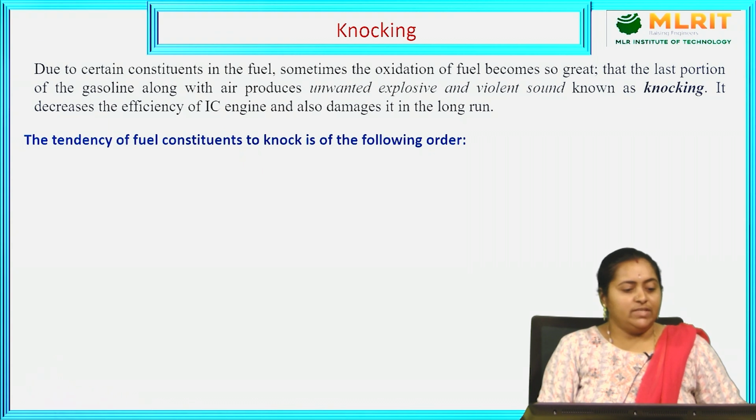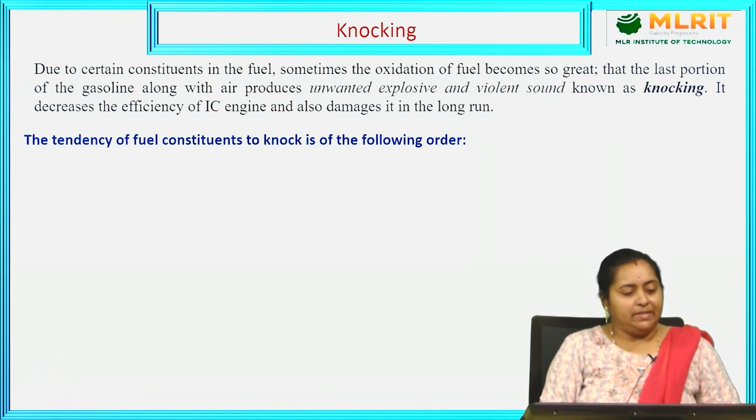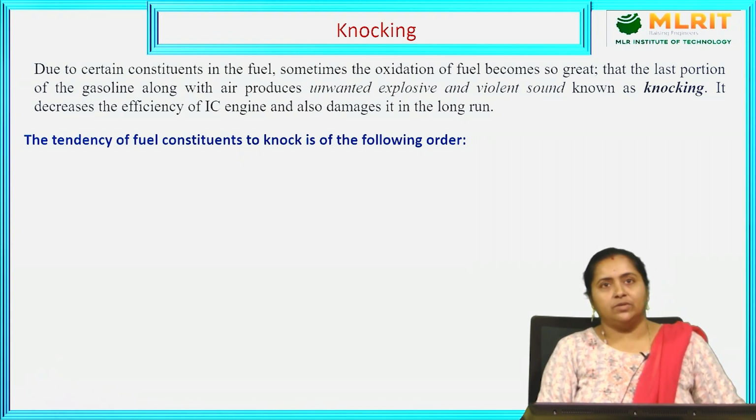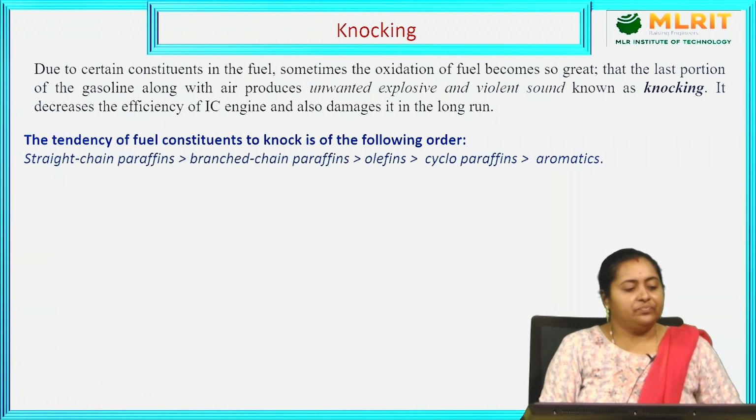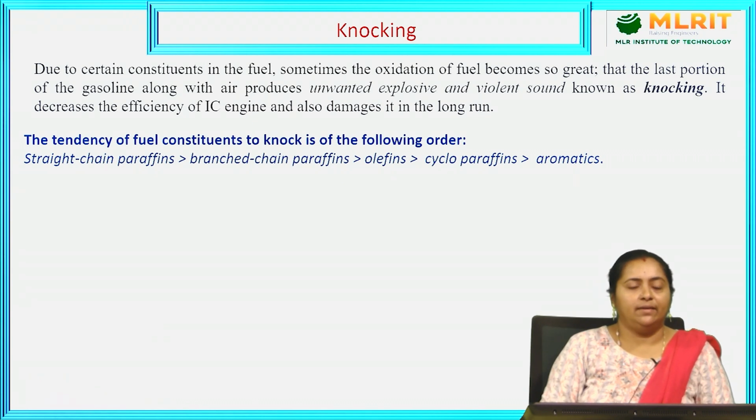If you notice the fuel constituents, what is the tendency of the fuel constituents to be involved in the knocking process? If it is checked, this will be the order of priority: straight chain paraffins are greater than branched chain paraffins, which are greater than olefins, which are greater than cycloparaffins, which are greater than aromatic compounds.